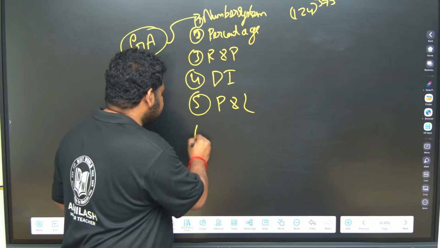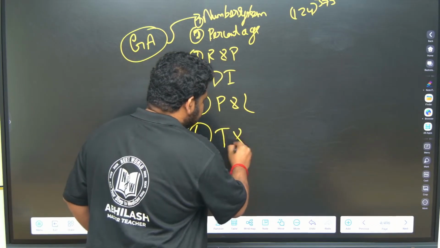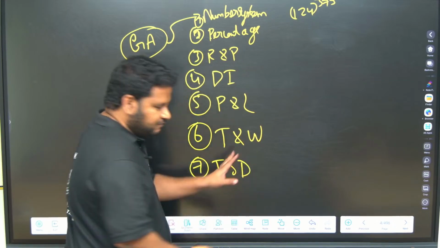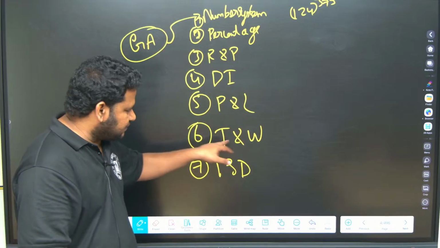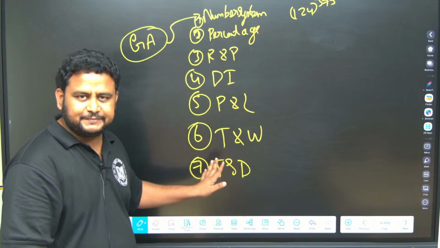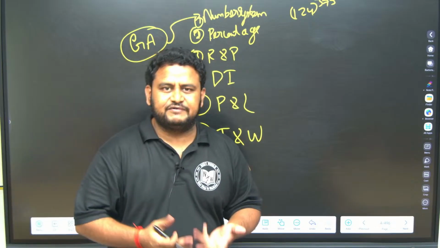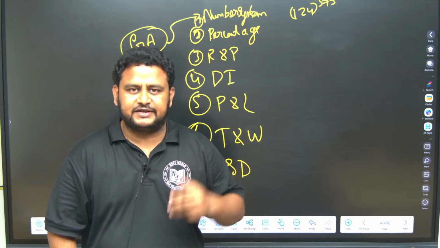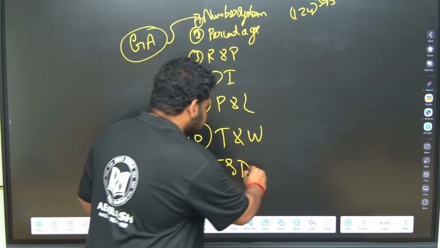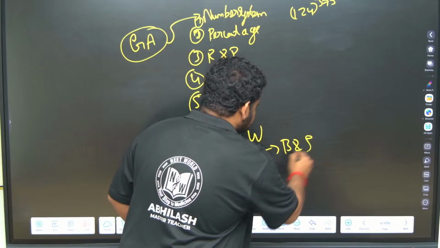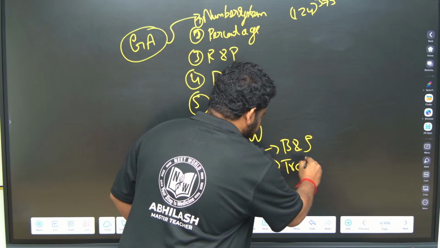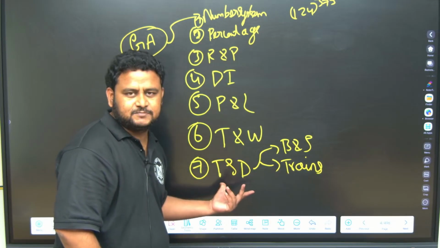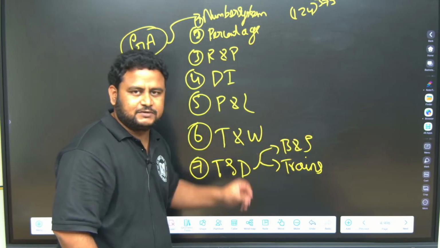Next important thing is time and work, and time, speed, distance. If I talk about time, speed, distance, in various aptitude books they will give so many chapters: chapter on trains, chapter on relative speed, chapter on boats and streams, chapter on escalators. Like this, they will give various chapters. But the basic is time, speed, distance. If you know time, speed, distance, you can solve the chapter on boats and streams.